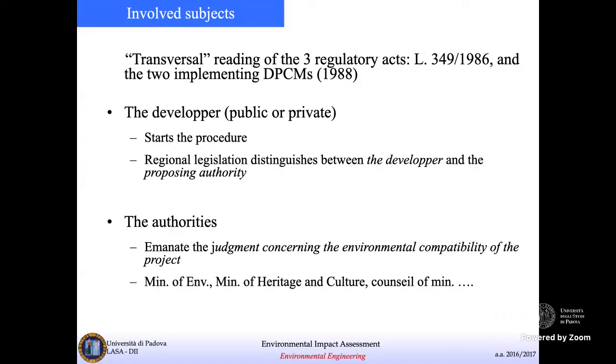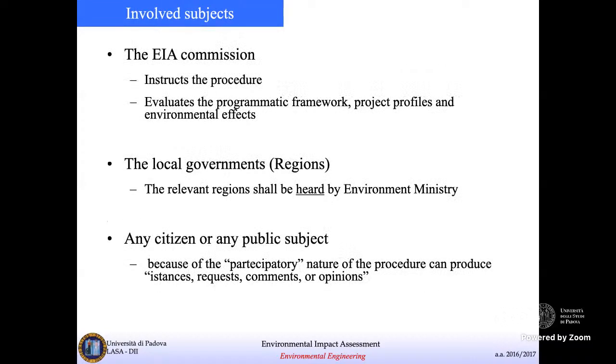And then the other subjects are the authorities that issue the judgment concerning the environmental compatibility of the project. So I remind you, as I told you, the outcome of an environmental impact assessment procedure is the issue of a judgment of environmental compatibility of a project. In general, it is the Ministry of Environment or the Ministry of Heritage and Culture or the Council of Ministers that all participate in the issuing of the judgment of environmental compatibility.